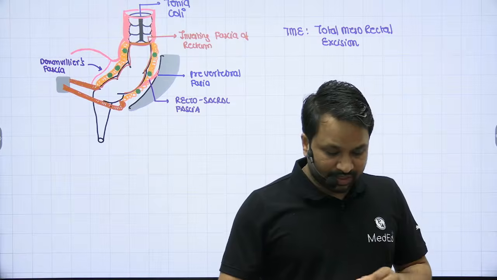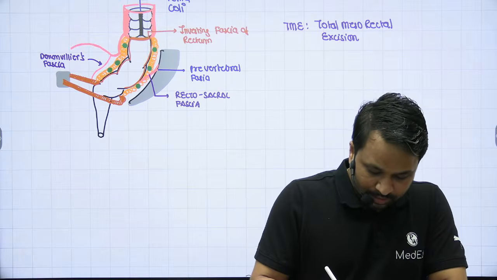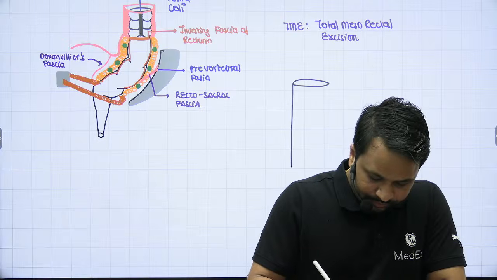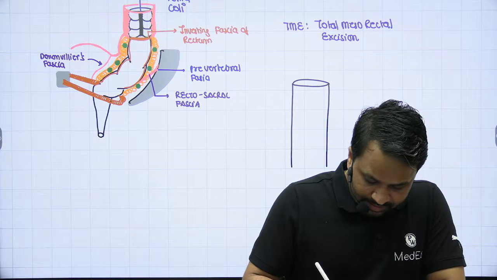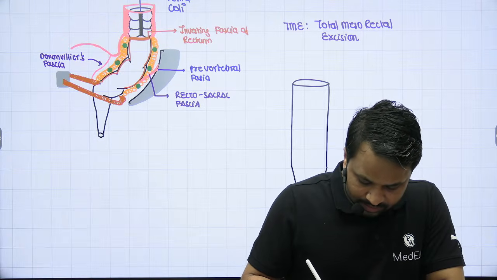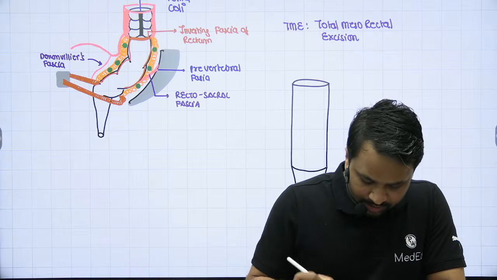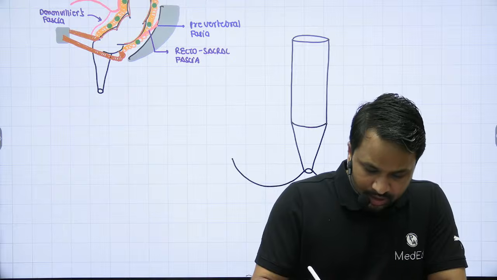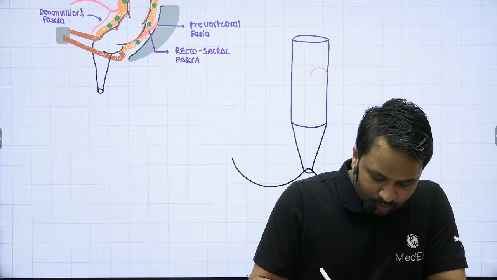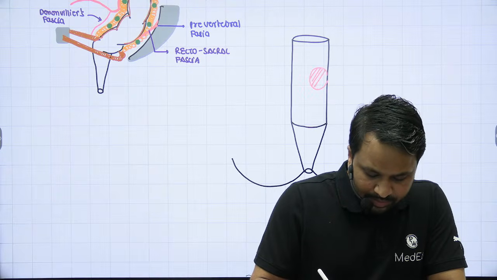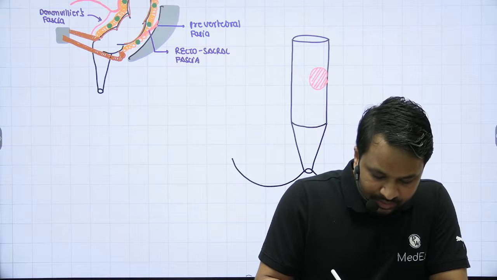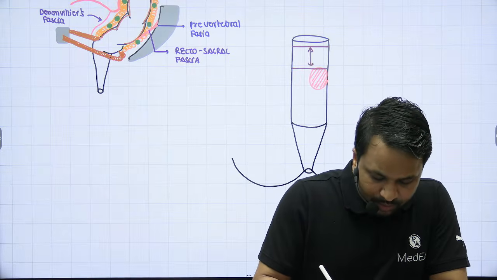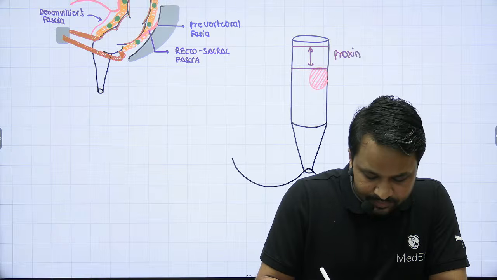Now, if I give you an easier version of the management protocol, let's say this is where the rectum is going to start, and let's say this is where the anal canal is going to end, and this is your anorectal junction, and this is your perianal skin. Normally we say that if this is the tumor that is present, we have to obey the margin of resection. So we have the proximal margin, the proximal margin of the resection.